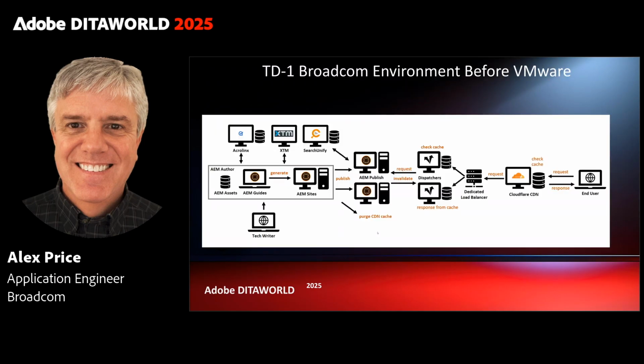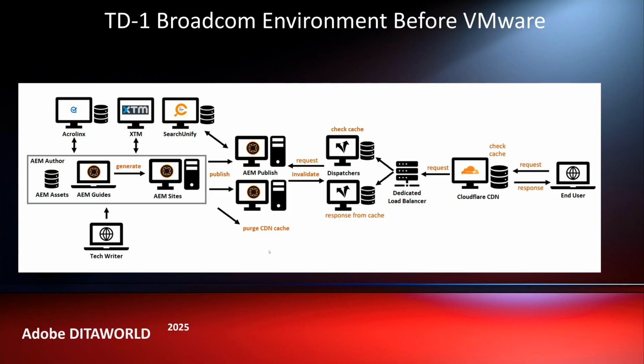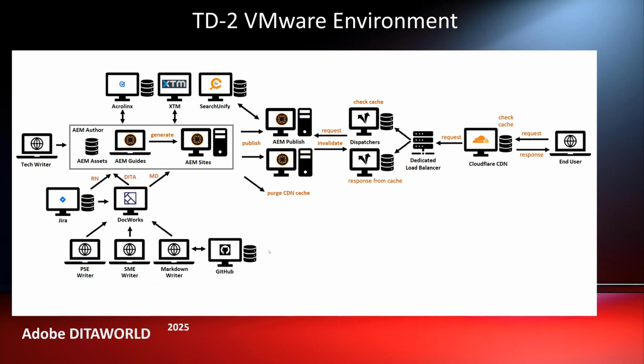And if we can go forward here, this is just our previous environment before VMware came into us. And you can see we just have a guide set up with sites and author. We have 2 publishers and 2 dispatchers in front of those, connected to the load balancer and CDN. And then the VMware environment is basically a mirror of that. There is some stuff on the bottom side that was extra for VMware that we needed to bring in. It's helping to support the RNA tool, or release notes tool, and things along those lines. But it's basically the same exact environment.